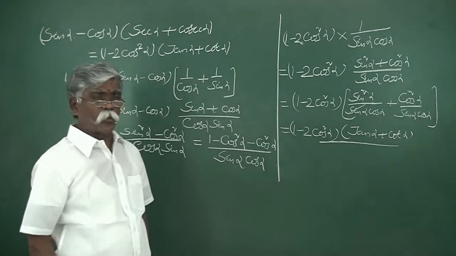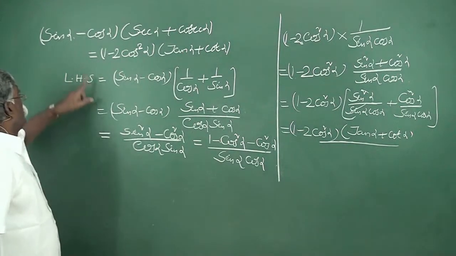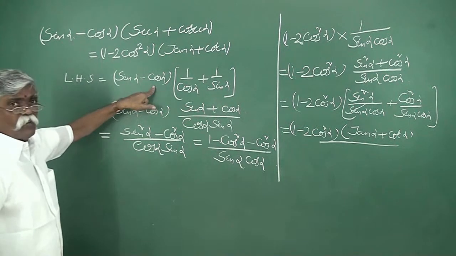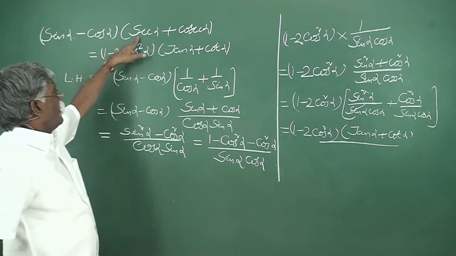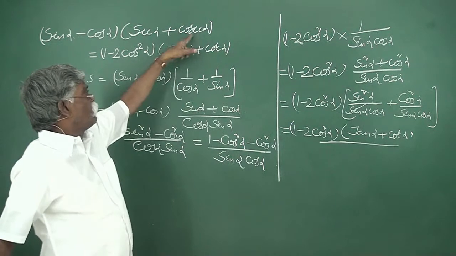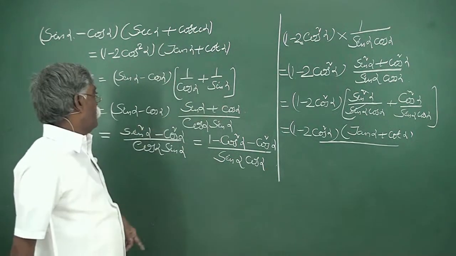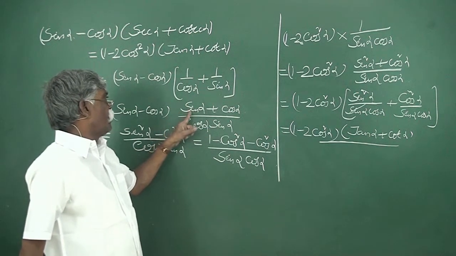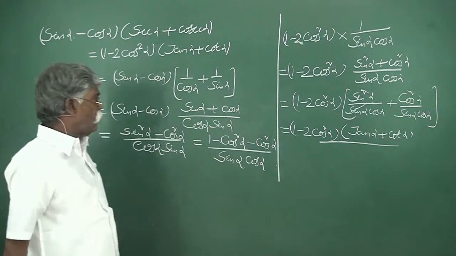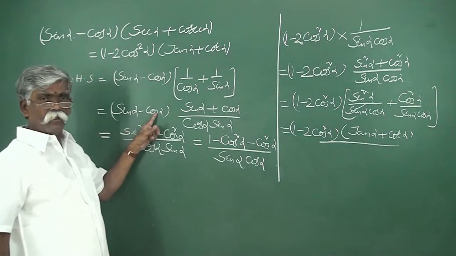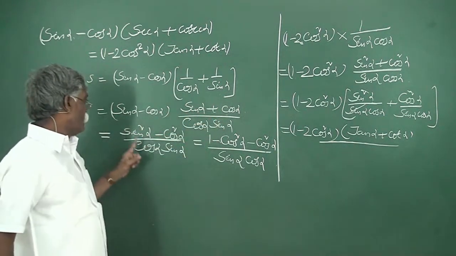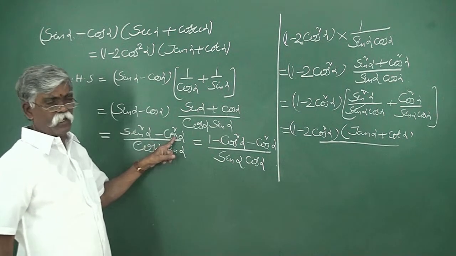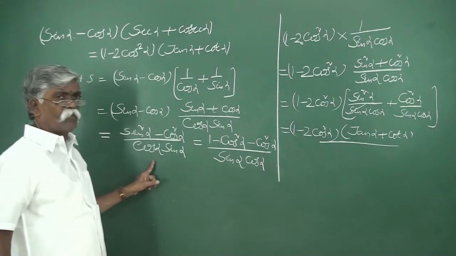This is what we are asked to prove. So we have taken the left hand side, and the sin alpha minus cos alpha is kept like this. Secant alpha is written as 1 by cos alpha, cosecant alpha is 1 by sin alpha, and afterwards we have taken LCM here. In the numerator we have got sin alpha plus cos alpha. Now this is a minus b, this is a plus b. A square minus b square means sin square alpha minus cos square alpha, and the denominator is cos alpha sin alpha.